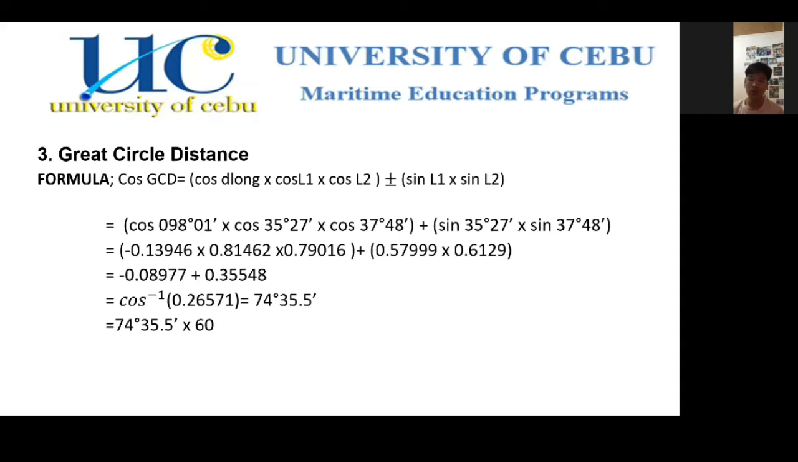Since we need to find the distance, we need to multiply by 60 so that our units would be nautical miles. So 74 degrees 35.5 minutes times 60 is equal to 4,475.5 nautical miles. So that would be our great circle distance. So thank you. So next.